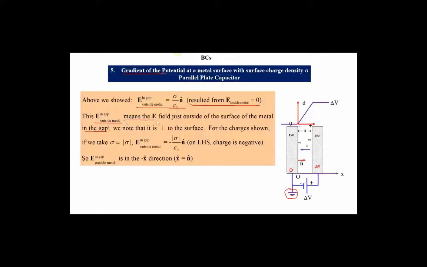The E in the gap just outside of the surface of the metal, we note, is perpendicular to the surface. So for the charges that we have here, if we take this to be a positive number, then the E in the gap outside of the metal is equal to this quantity here. That's the value at the interface, and it's also the value inside the gap. So on the left-hand side, where we have negative charge, the E field will be in the minus x direction, where x hat is in the n hat direction. So right here, if this is n hat, then the E field right here is in that direction there. And realize this point is outside into the gap. And this E field and this E field are equal.